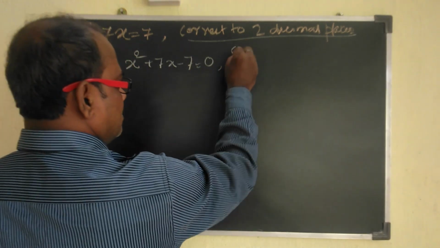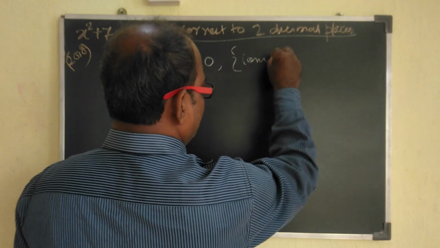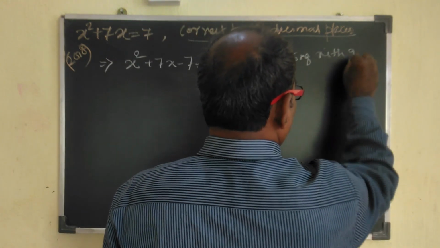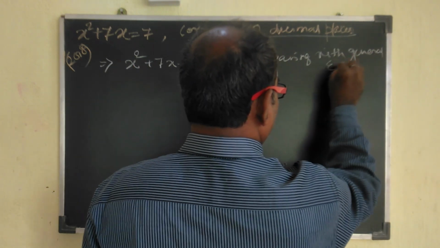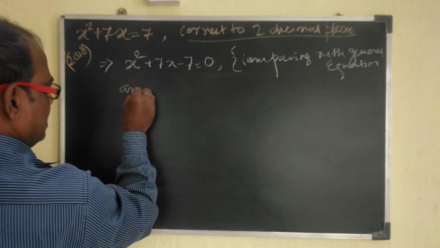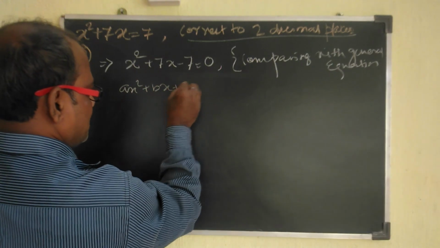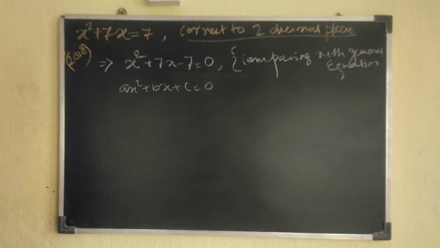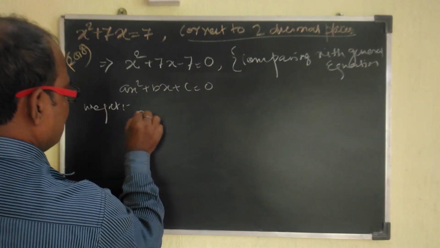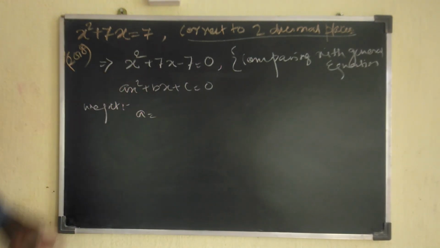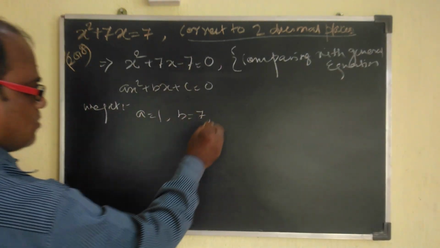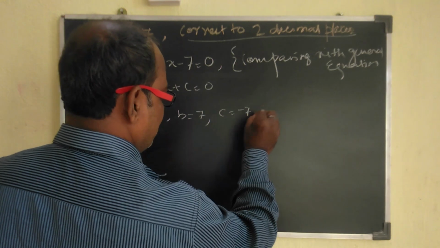Then you write here, comparing with the general equation, ax square plus bx plus c is equal to 0. On comparing, what we get right here is a is equal to 1, the coefficient here is 1, b is equal to 7 and c is equal to minus 7.